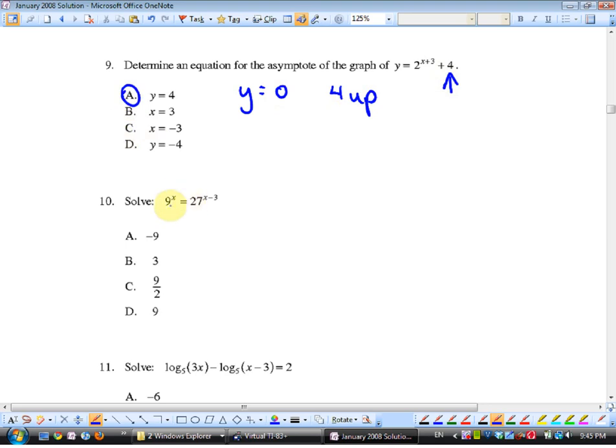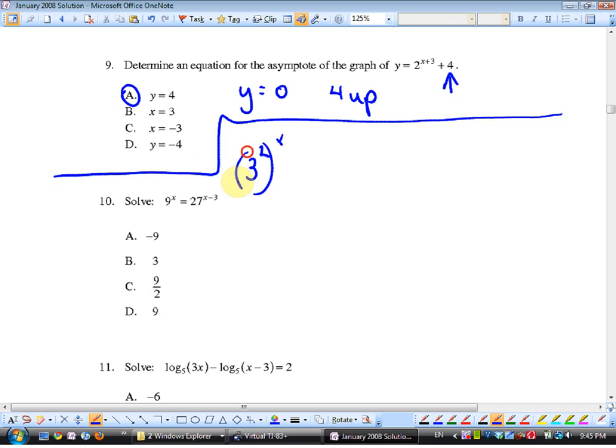Solve. I have to write this as equivalent exponents. I have to equate the exponents. Oh, I can't, though. My bases are not the same yet. So the first thing that I want to do is write this as identical bases. This is going to be 3 squared to the x equals 3 cubed to the x minus 3.